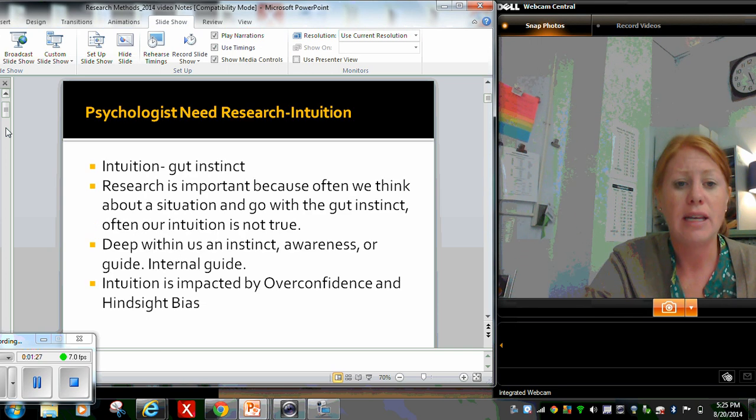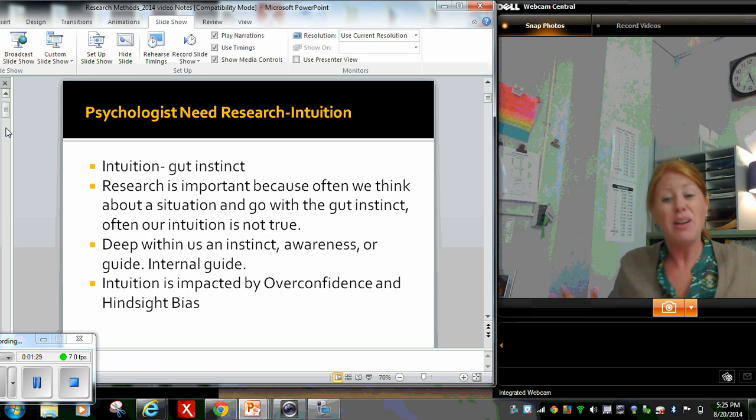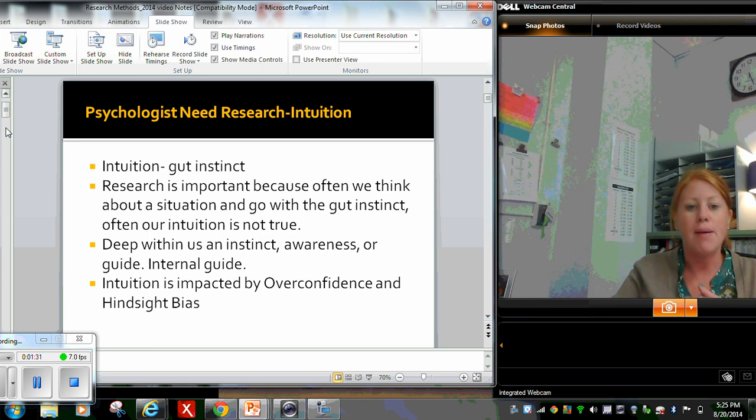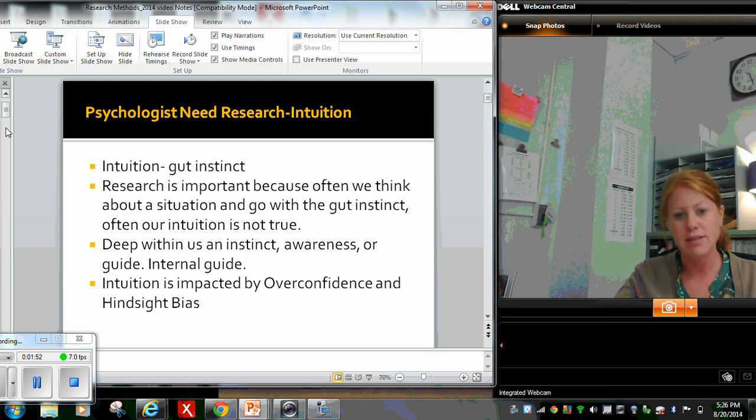Psychologists definitely need something that impacts us. They need research because we have intuition within us. Many believe our intuition is kind of like our gut instinct. It's deep down inside us. It's our awareness. It's our internal guide. Research is important because we think about a situation, and sometimes we just go with our gut instinct. I'm a good teacher. I know I'm a good teacher. I'm just going to go with it, and I'm just going to believe I am and never trust my students.